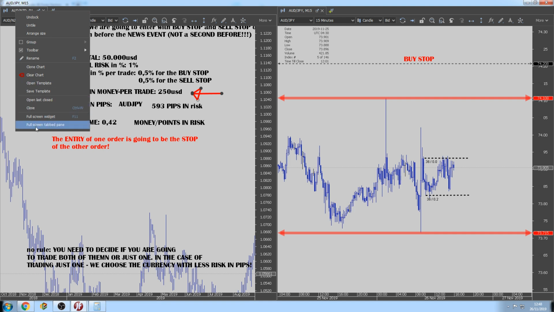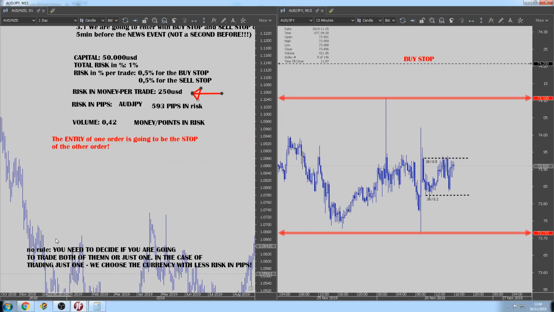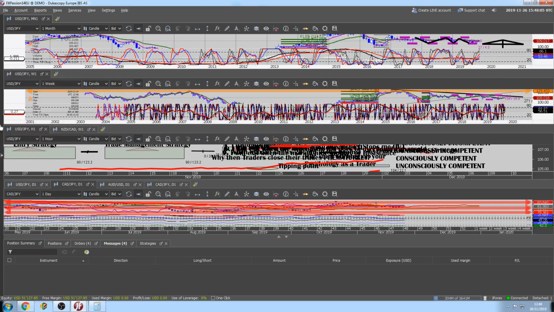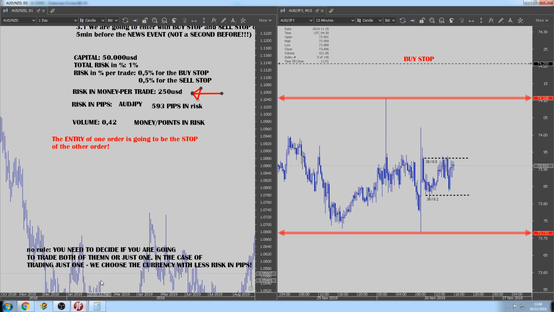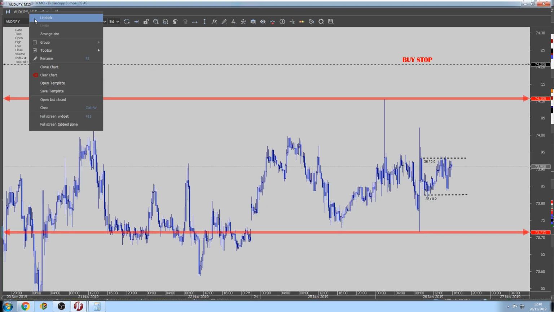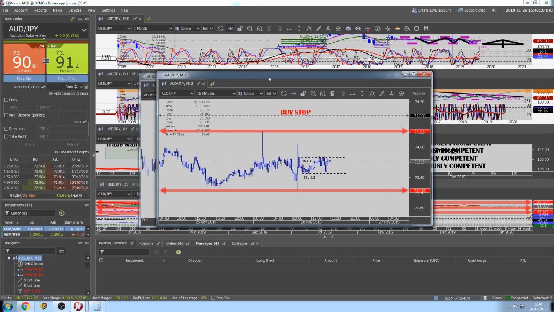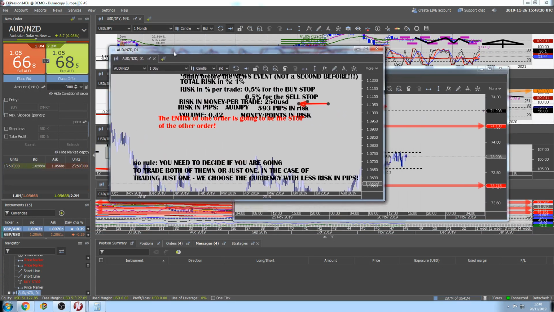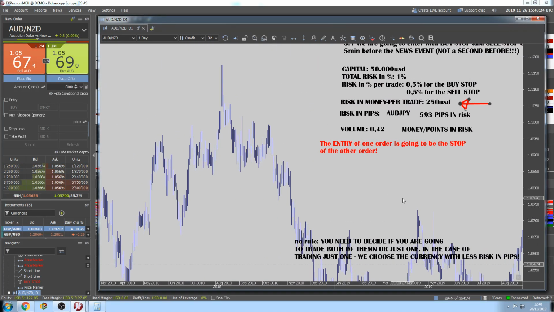Okay, where are we? Not here. Oh, let me check. There you go. So this is the platform, and undock, there you go, and undock this one too. So this is the platform, and AUDJPY, right? What's the volume? So we're going to do like this.